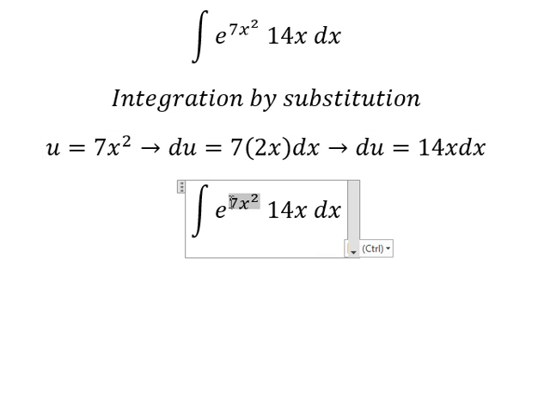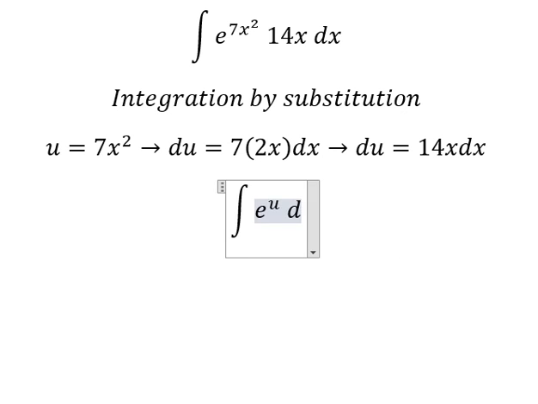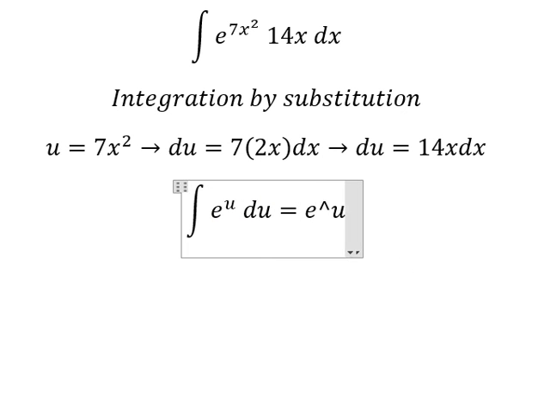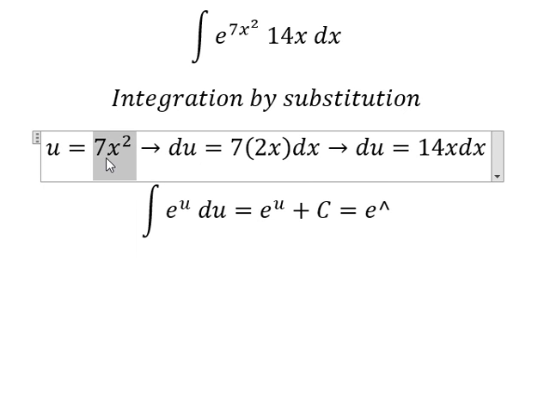So this one we change by u. This one we change by the u. And we have the final answer in terms of u, that is this one.